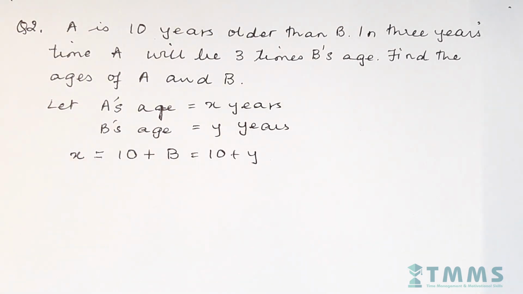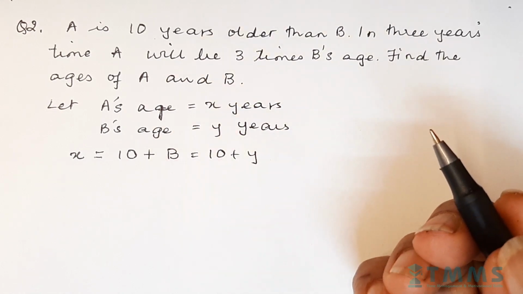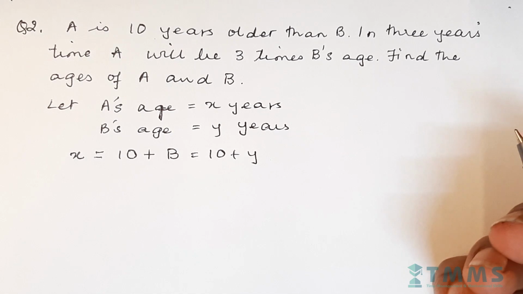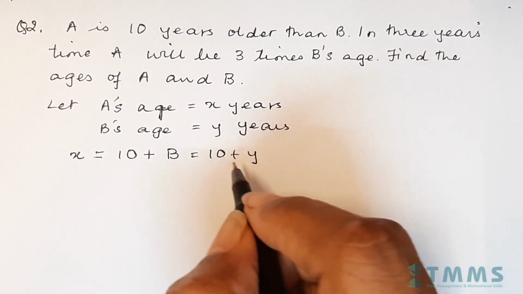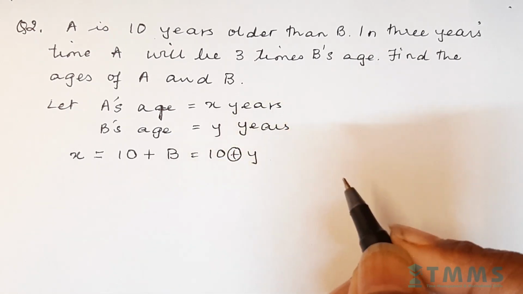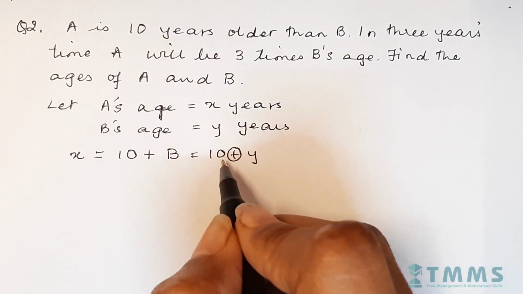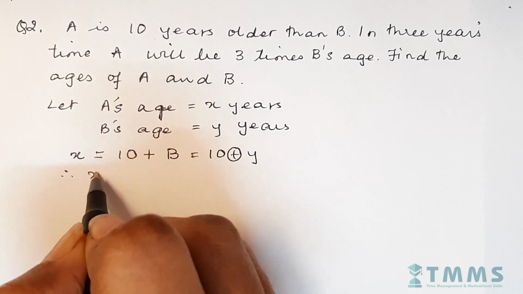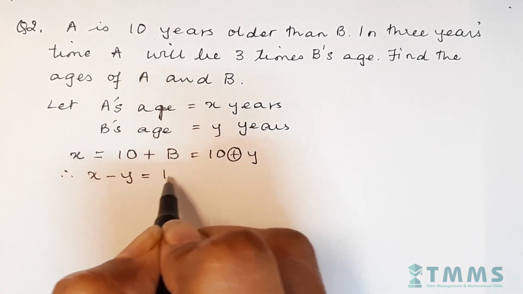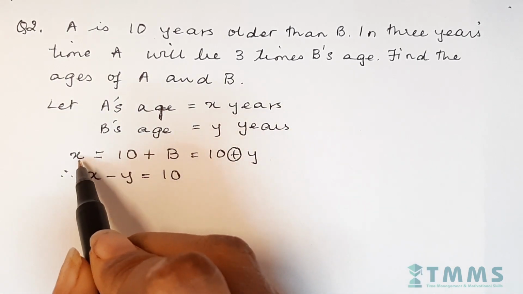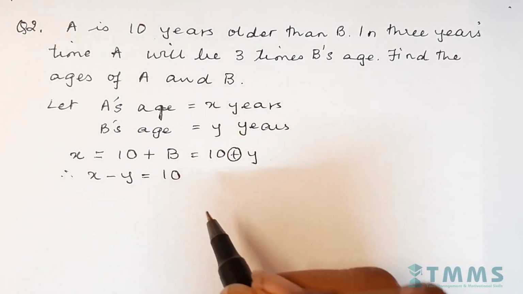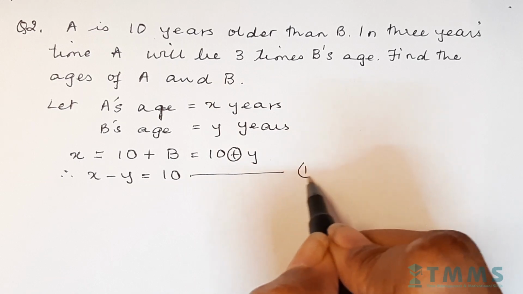Let us take one example. Let us say you are 14 years old. In 10 years, will you be 10 plus 14 or 10 into 14? So you see, in 10 years, you will have to add. So understand that in 10 years' time, A's age is going to be 10 plus Y. And so you will have X minus Y equal to 10. What have we done? X minus Y is equal to 10, and that becomes our equation 1.